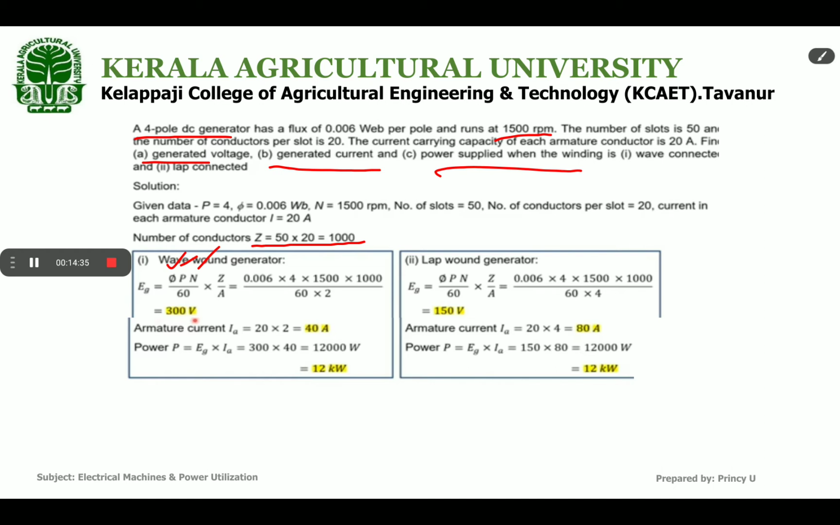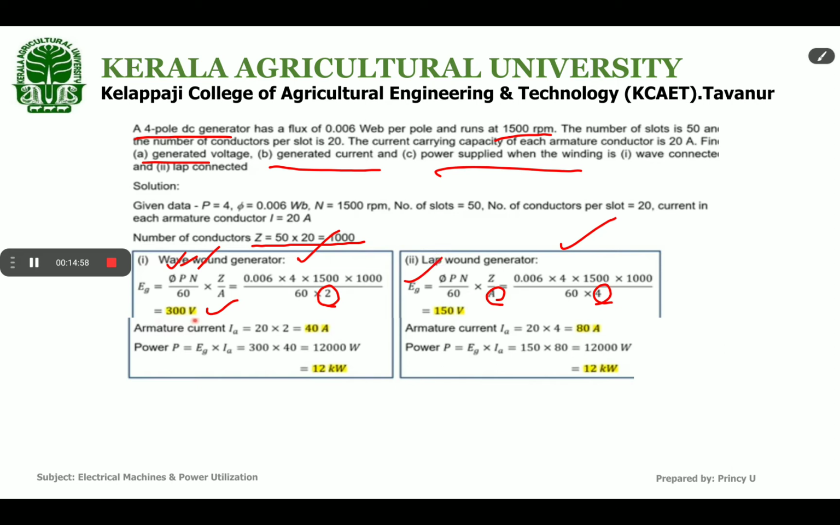What is generated voltage? Eg equals phi Pn by 60 into Z by A. All the quantities are given, so you will get, if it is a wave wound generator, this is the generated voltage. If it is a lap wound generator, just change A as number of poles. 4. Here it is 2 for a wave wound generator. So find out Eg for lap wound and wave wound.